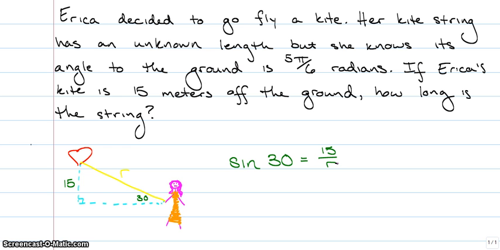And that's always going to be something that works, whether it's facing the left, facing the right. If it's an upside down triangle, the y value is always going to be associated with the sine. Sine 30, we've been doing this for a couple days now. That's got to be 1/2. Cross multiply and divide, you end up with the kite string is 30 meters long.